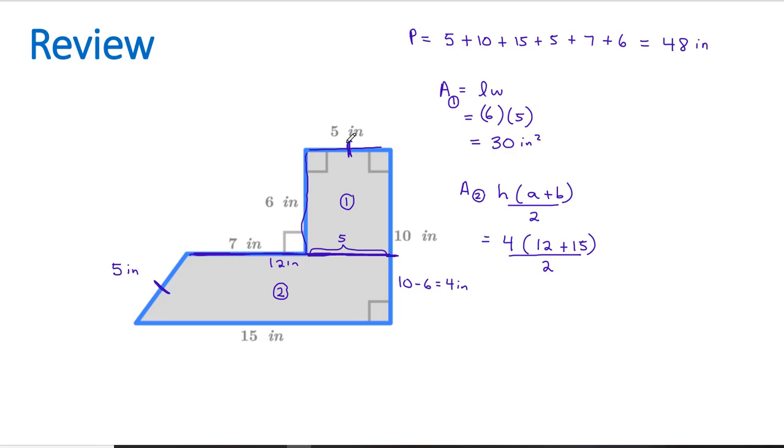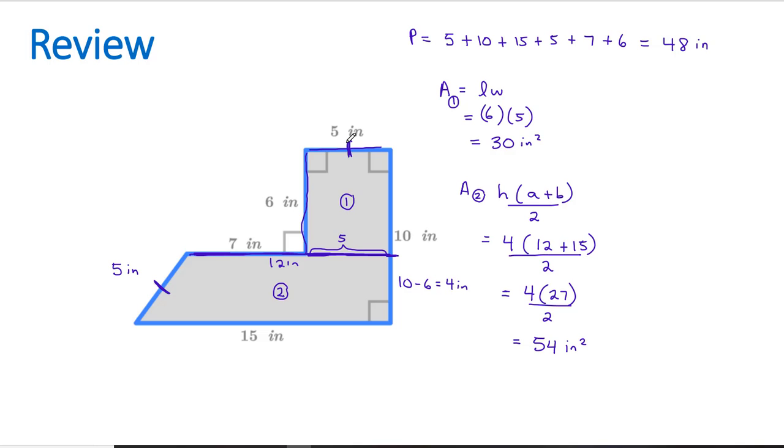So I'm going to do this math. 4 times 27 divided by 2 is 54. And that's going to be 54 inches squared.